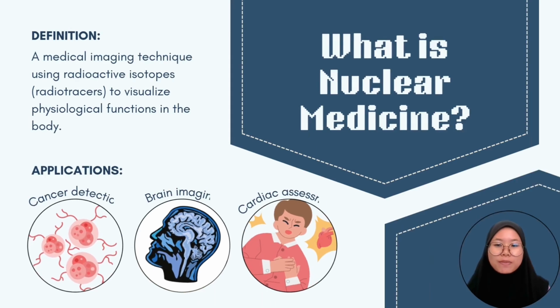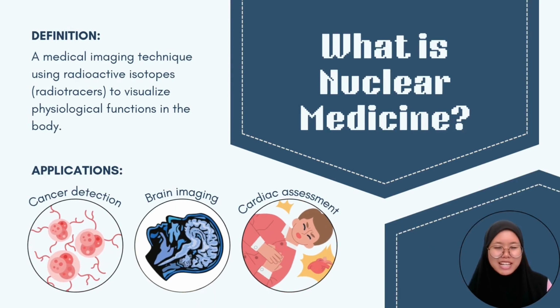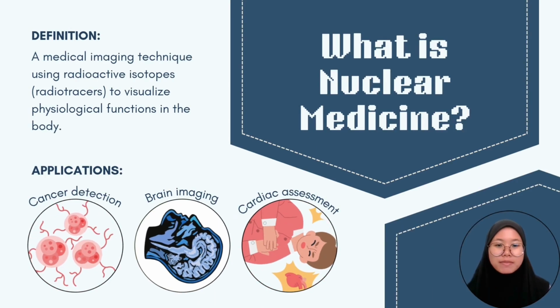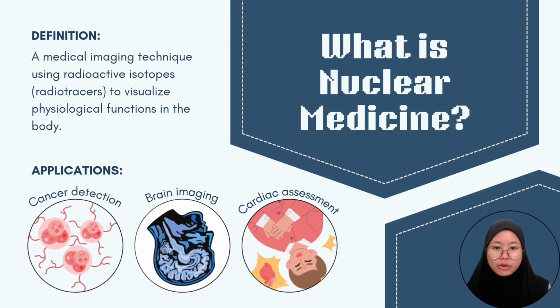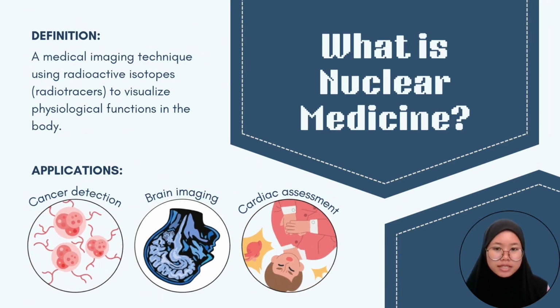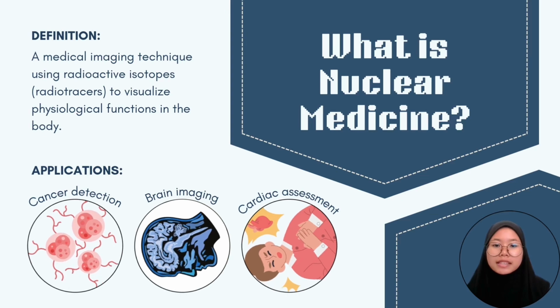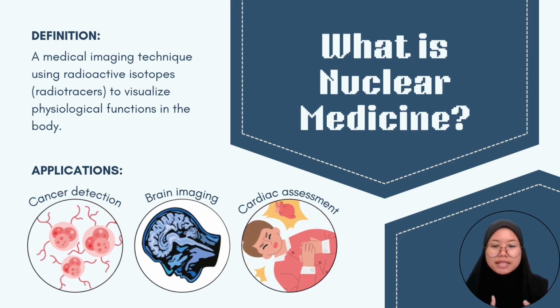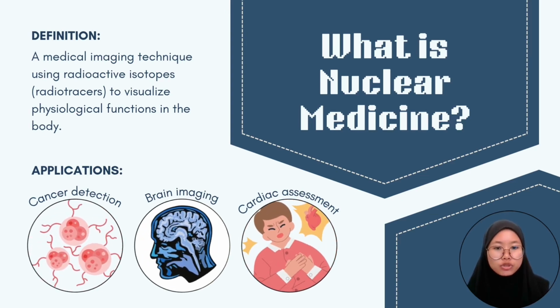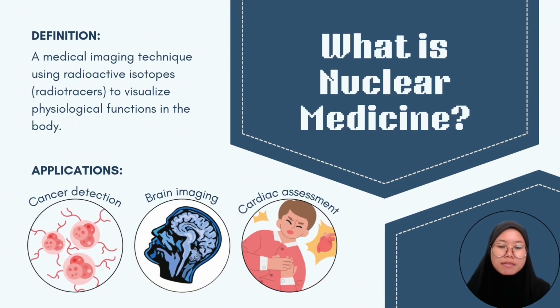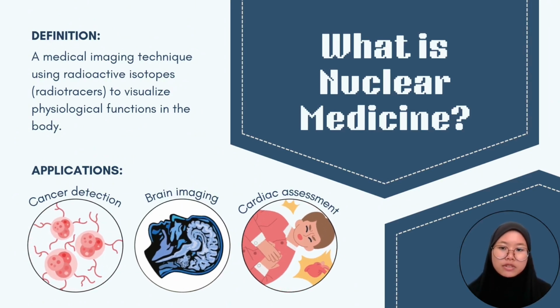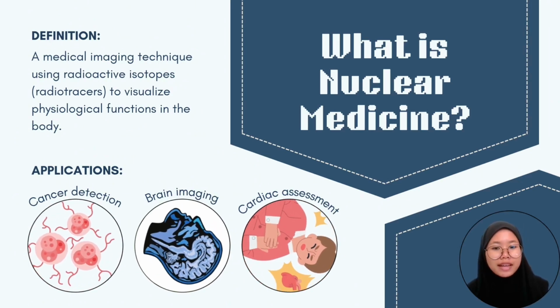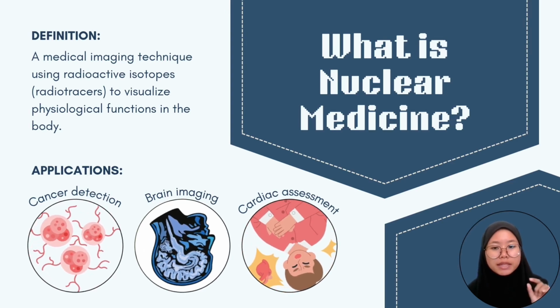To begin this video, let's look at the definition of nuclear medicine. Nuclear medicine is a branch of medical imaging that uses small amounts of radioactive substances called radiotracers to see how organs and tissues are functioning. Unlike X-rays and MRIs, which mainly show structure, nuclear medicine provides images of function and metabolism. This allows doctors to detect diseases earlier and with greater precision.